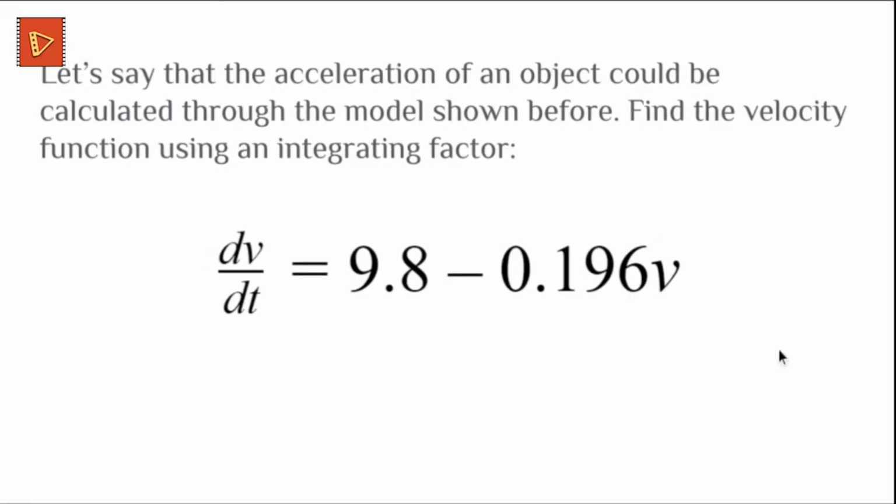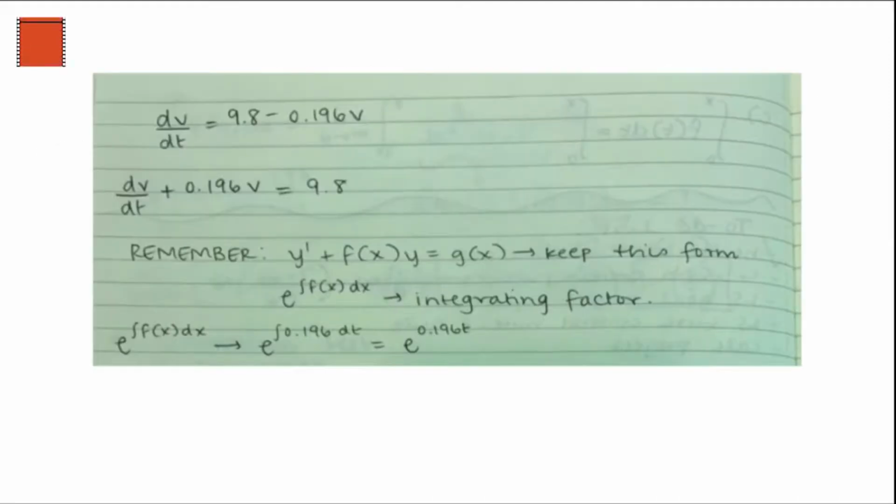So, if the acceleration of an object is shown through this equation, we have to find the velocity function using an integrating factor. As shown, the first step is moving the 0.196v to the other side of the equation, and then you have to keep both the form and the integrating factor in mind.